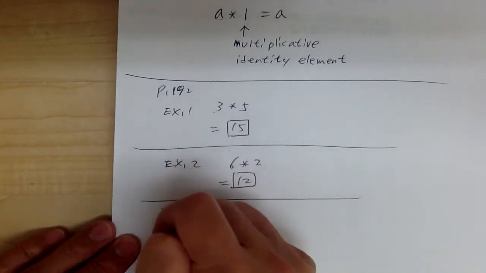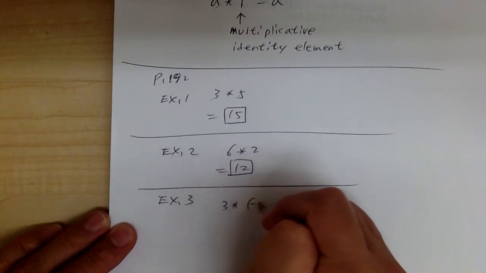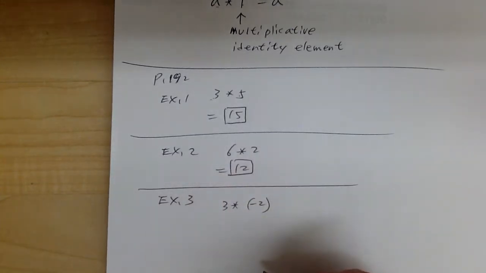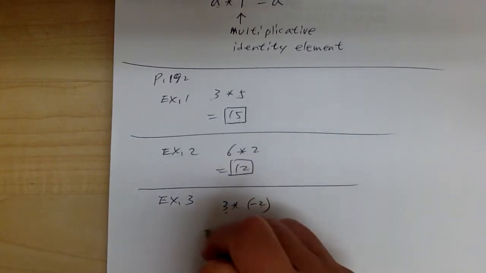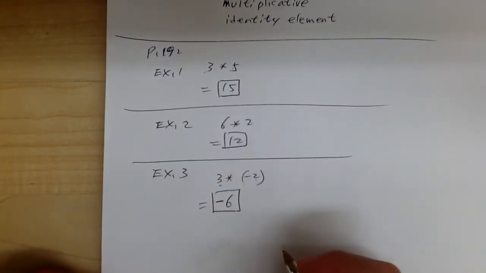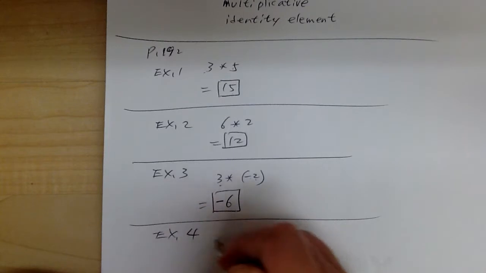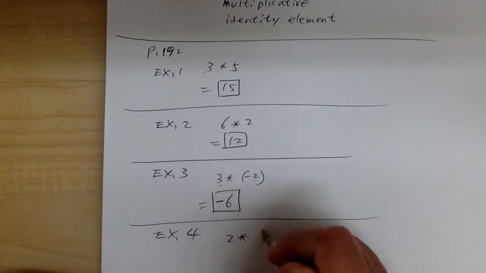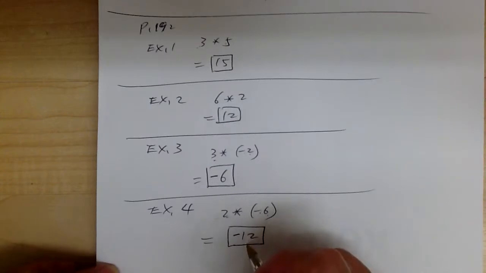Example 3, you have 3 times negative 2. So again, when you multiply, 3 times 2 is 6, and there are different signs, so there's one negative, so it gives you a negative. Let's go to example 4. You have 2 times negative 6. So 2 times 6 is 12, and you have one negative, so the answer will be negative. So again, you got opposite signs, you're going to end up with a negative.